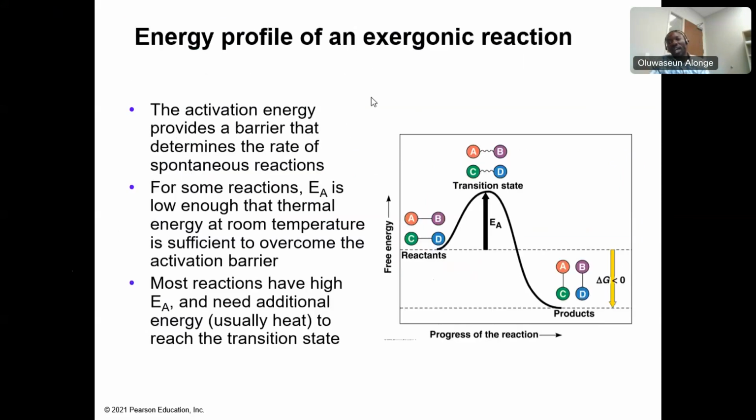Now, this is an analogy of what I've been explaining. Again, for any chemical reaction to proceed, an energy barrier must be overcome. The energy barrier that must be overcome is what we call activation energy. For the reaction to happen, activation energy must be overcome. Now, in this case, we say that delta G is less than 0. That means this reaction is a spontaneous reaction.